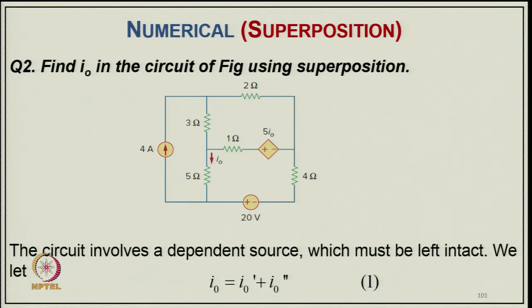The current we have to find out, in this circuit, we have typically one independent voltage source, one dependent voltage source which depends on current, and one current source. So, the circuit involves a dependent source, which must be left intact. So, we write I0 equal to I0 dash plus I0 double dash.